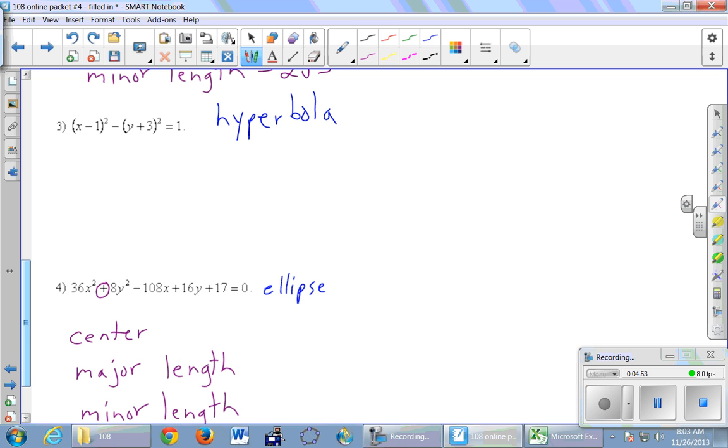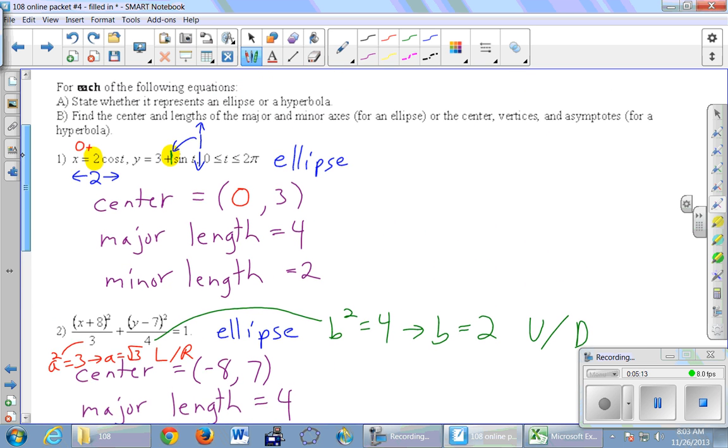Okay, number 3. Same format as the previous question. I'm going to put division by 1 here because I need to know what my a and my b are. So for this one, the center is the same idea as before. 1, -3, changing those signs. Forgot what we're supposed to find for hyperbola.